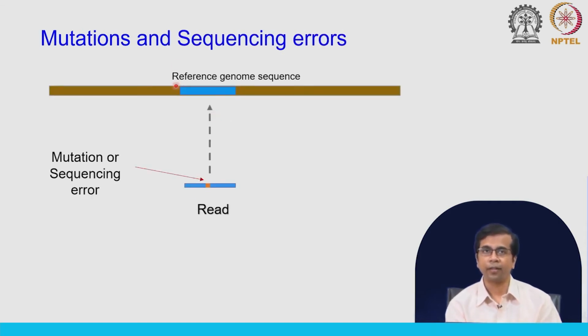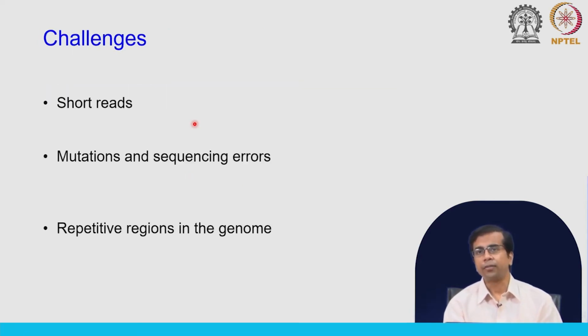Just to represent this schematically, or in an animation: if you do not have this mutation in red, this is a perfect match. We say okay, there is a perfect match and this read comes from this position. But if you have this mutation in red, then you do not have a perfect match, and it makes this mapping problem more challenging.